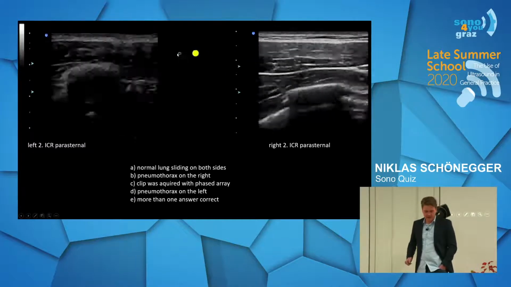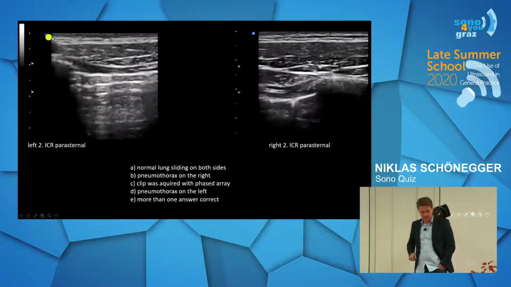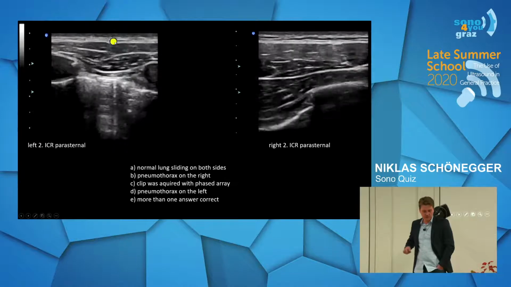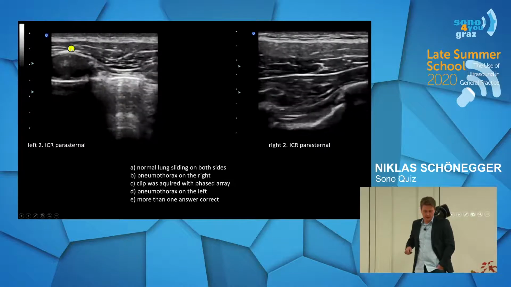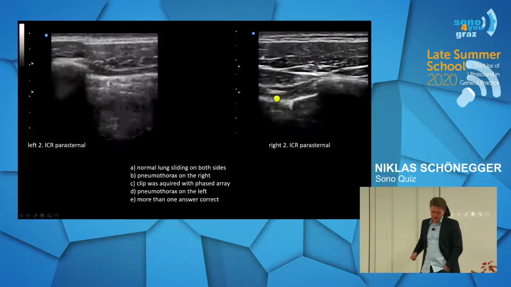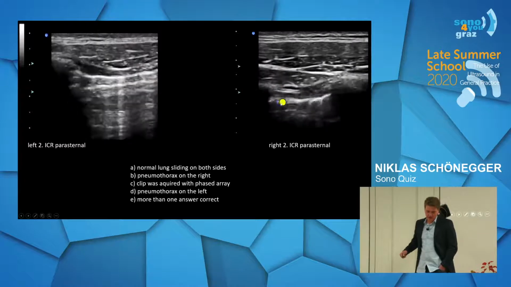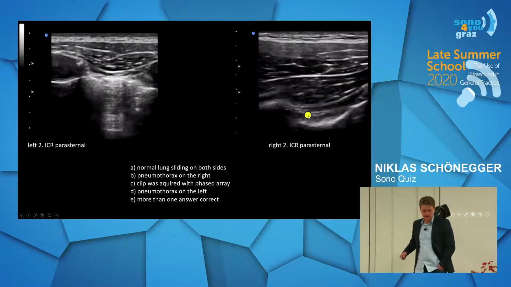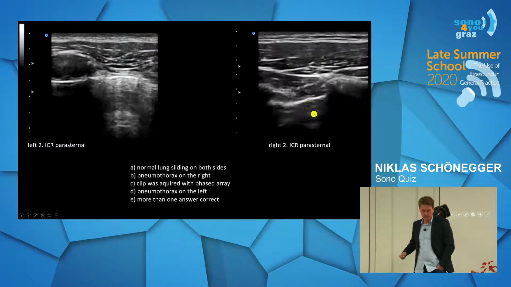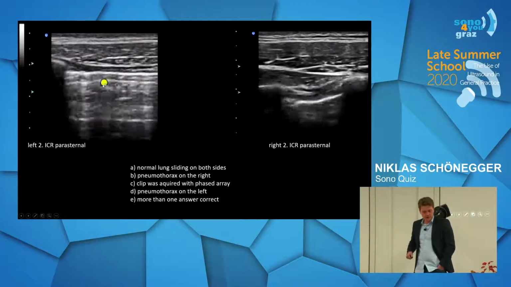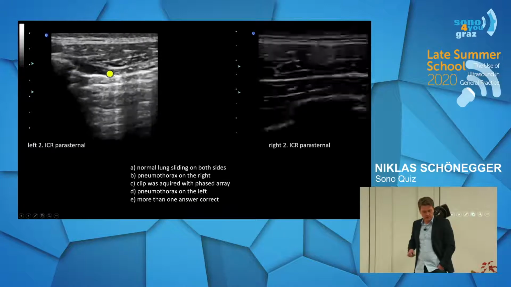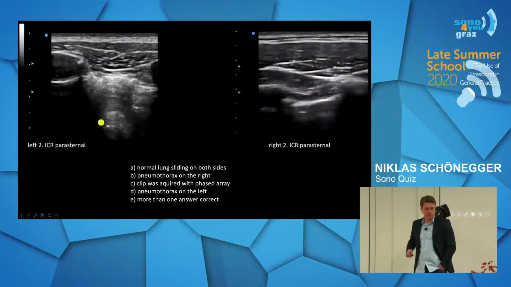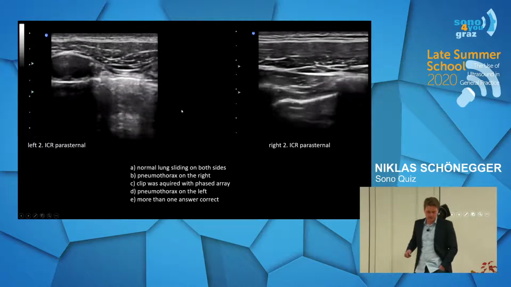Okay, if we check on the images, we see that the clip was acquired with a linear probe, which you see here on the footprint. On the right side, you see here rib shadowing and normal lung sliding with comet tail artifacts. So we have no hint that there might be a pneumothorax. On the left side, there is absent lung sliding. So this is a pneumothorax on the left side. So the correct answer was D.